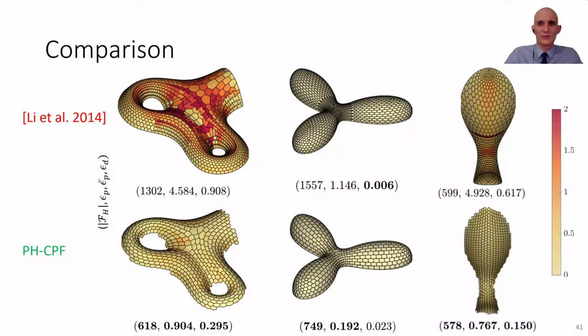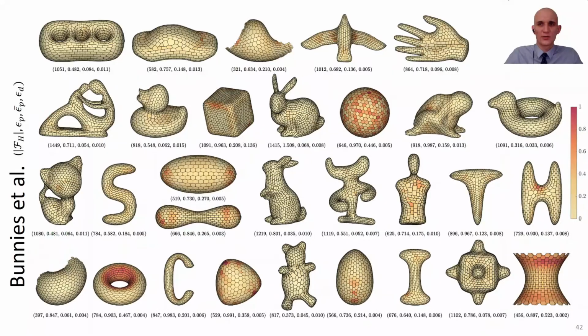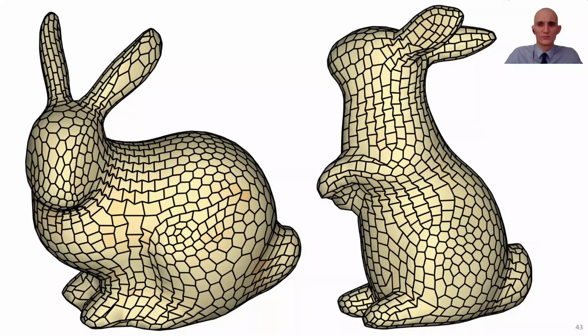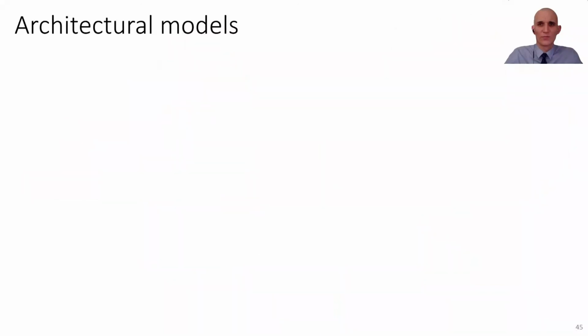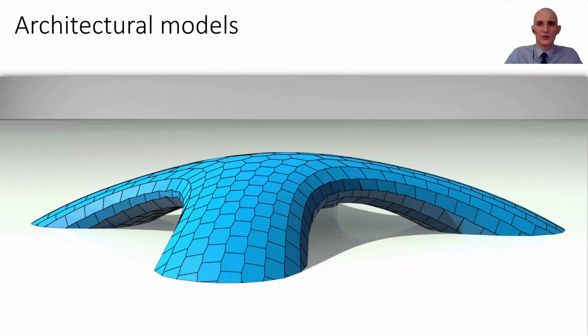We compare our results to the method of Lee and colleagues. Note that we obtain better planarity and smoother flow of the faces, especially between regions of different curvature. Furthermore, our algorithm is robust and can handle a wide variety of general and difficult meshes, even those with large curvature variation, such as bunnies and other interesting shapes. We also obtain good resolution on a variety of architectural meshes.